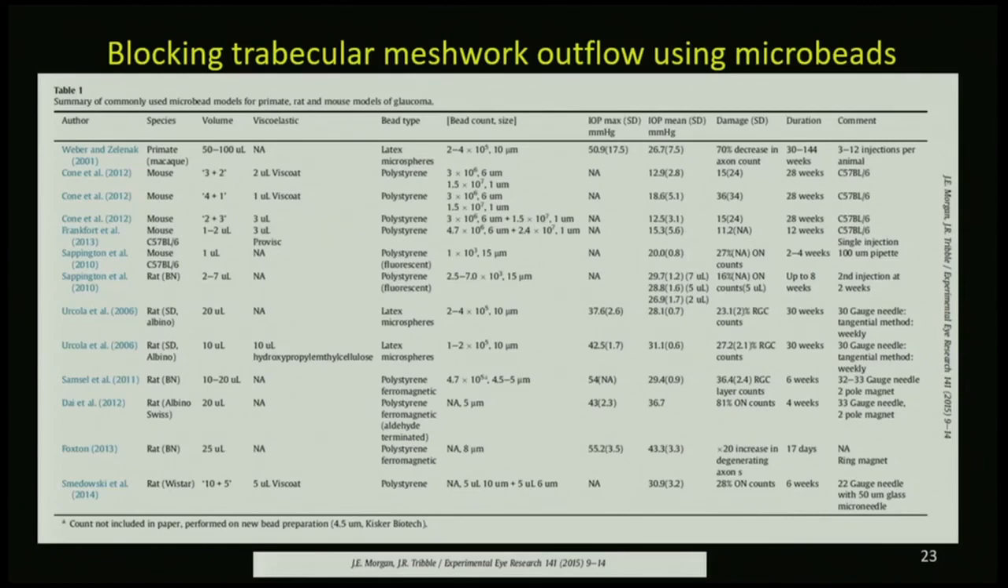The type of beads were mostly polystyrene. Some were fluorescent labeled. Some actually were ferromagnetic, and we'll talk about the advantages of all of those. The bead counts and sizes were quite variable, anywhere from 1,000 beads to 10 million beads, and again, ranging from 1 micron to 10 microns in size. Some of these papers reported IOP max. All of them reported a mean IOP. And most of them looked at damage by one way or another, either retinal ganglion cell count or optic nerve head axon degeneration.